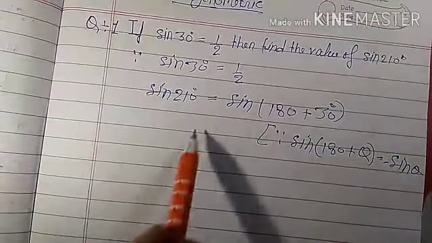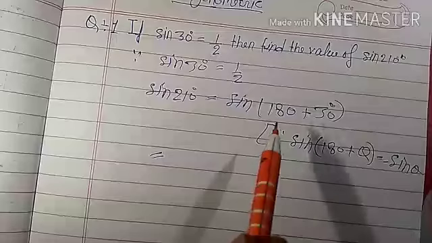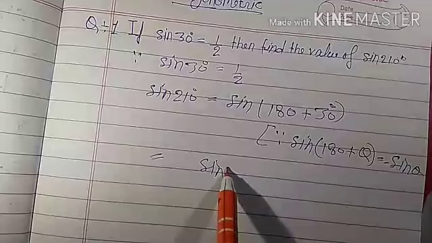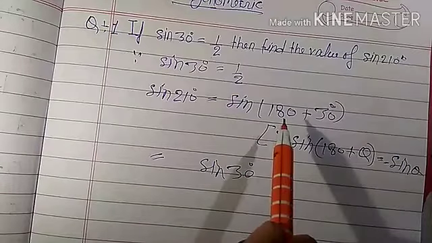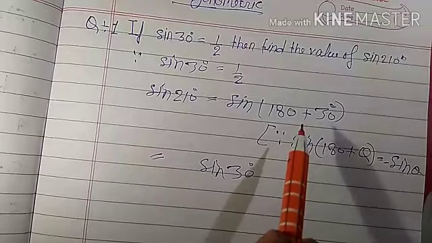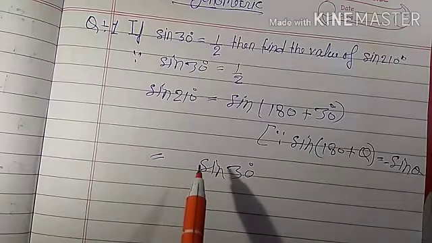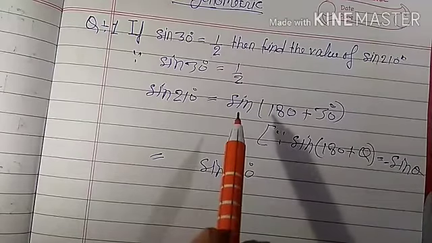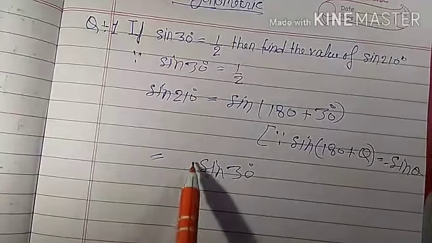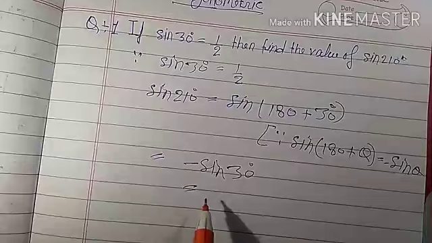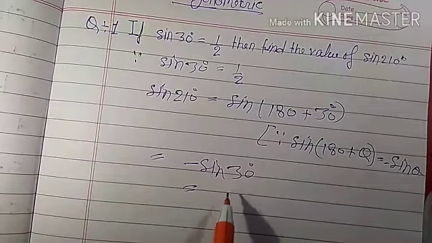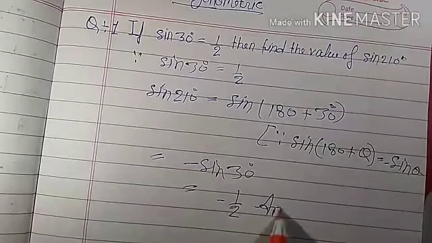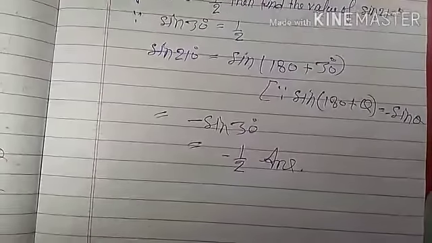So we can write sin of 180 degrees plus 30 degrees is equal to minus sin 30 degrees. So 180 plus 30 degrees is in the third quadrant, and in the third quadrant only tan theta and cot theta are positive and the 4 other functions are negative, that is, sin is negative. So the value of sin 30 degrees is equal to 1 by 2, so minus 1 by 2 is the right answer.